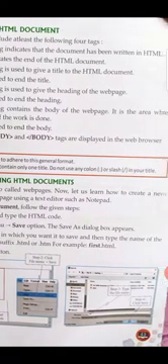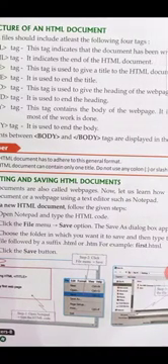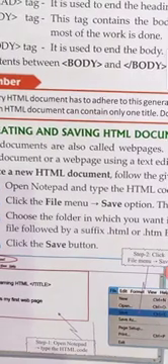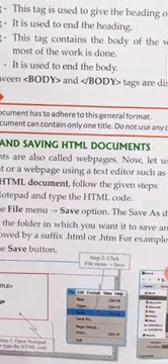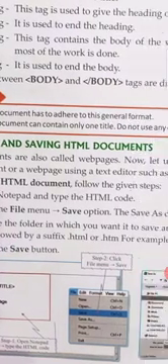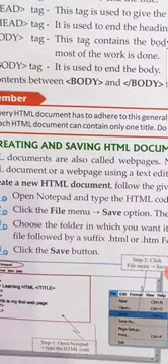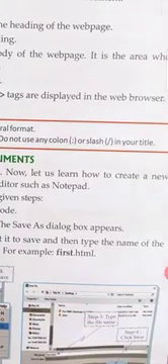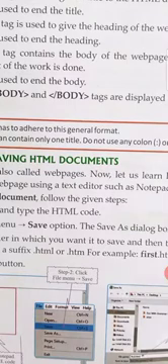Now let us learn how to create a new HTML document or web page using a text editor such as Notepad. To create a new HTML document, follow the given steps. First of all, open Notepad and type the HTML code. Click the File menu and choose the Save option, and the Save As dialog box appears. Choose the folder in which we want to save, and then type the name of the file followed by the suffix .html. Whenever we are going to save, we need to give .html.